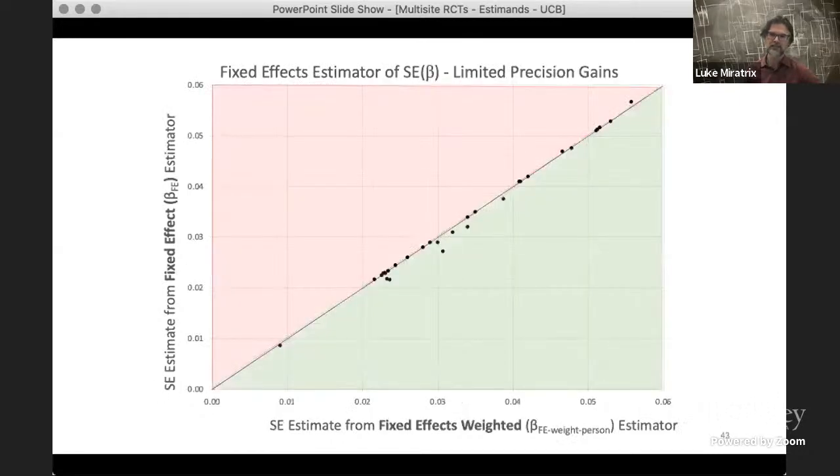We also see that the standard errors are essentially identical as well, which means that these precision gains from using a fixed effects model are neither giving you much bias, nor much increase in your precision.